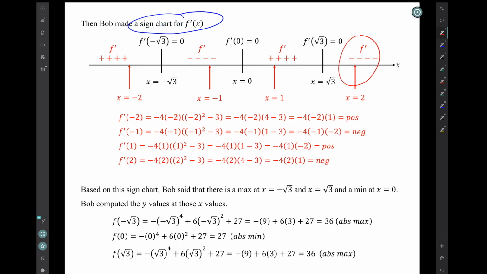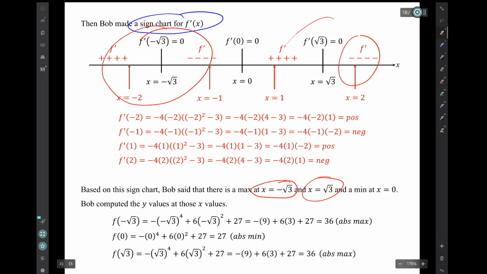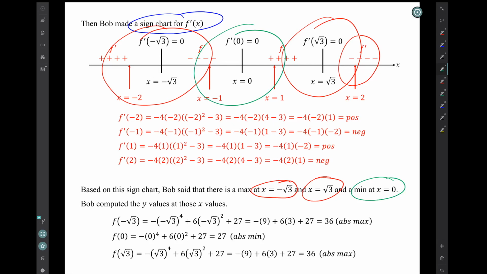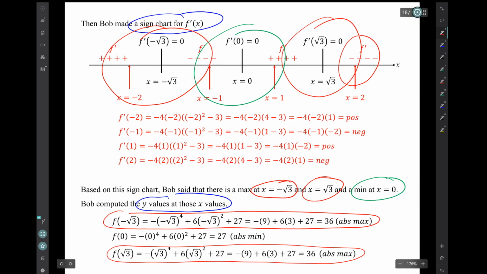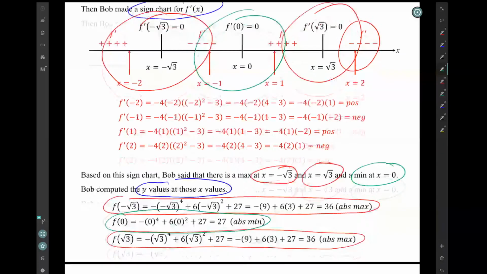And then Bob said there's a max at x equals negative square root of 3 and also at x equals square root of 3 because that's where the derivative changes from positive to 0 to negative. And Bob said there's a min at x equals 0 because that's where the derivative changes from negative to 0 to positive. And so then Bob computed the y values at those x values, and Bob found this. Bob found the absolute max was the number 36, and Bob found that the absolute min was the number 27. Well, what do you think of Bob's work?